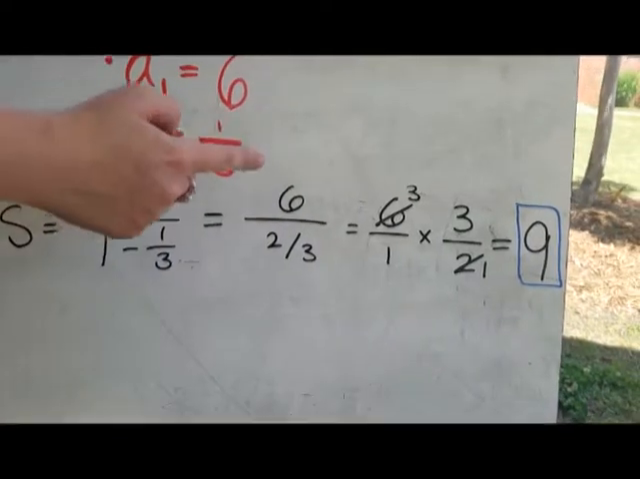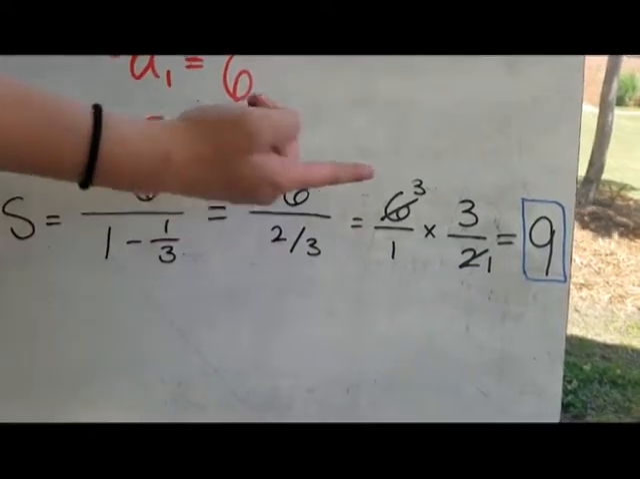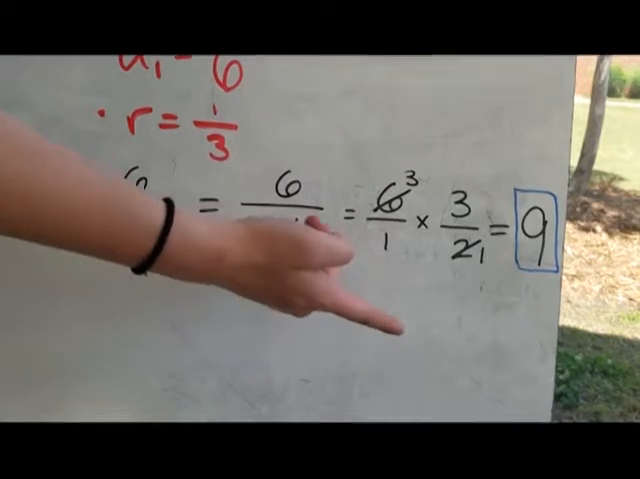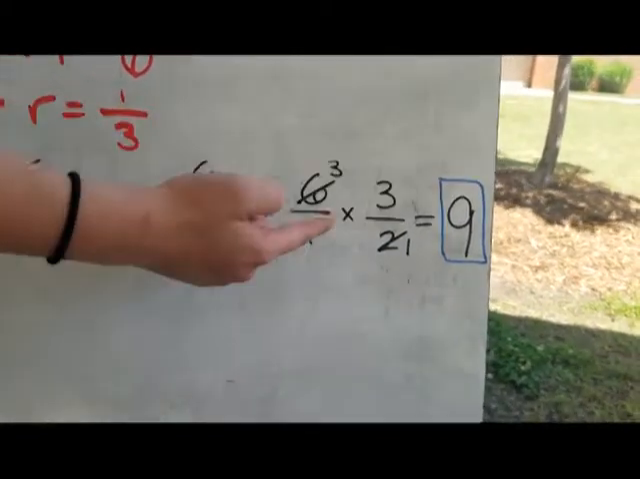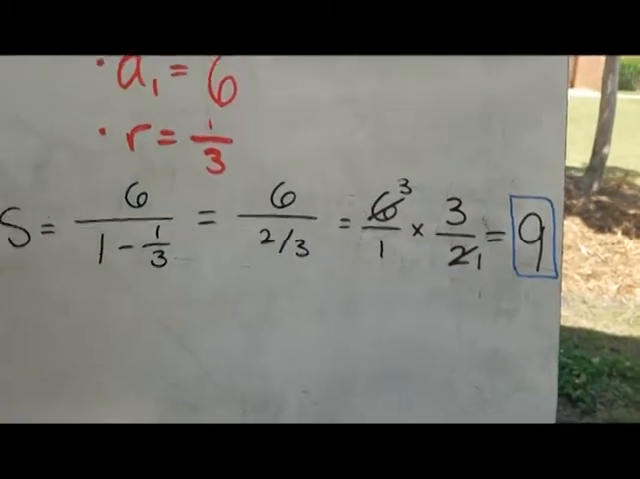And you just do 6 multiplied by the reciprocal of 2/3, so it's 6 over 1 times 3 over 2. And you cross these two out, so you have 3 times 3, which is equal to 9 over 1, which is equal to 9.